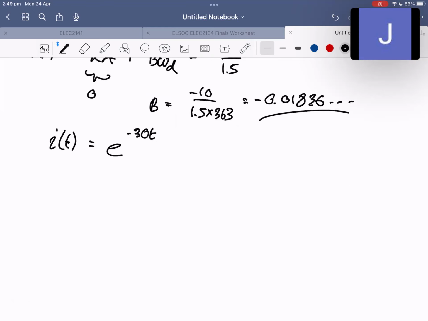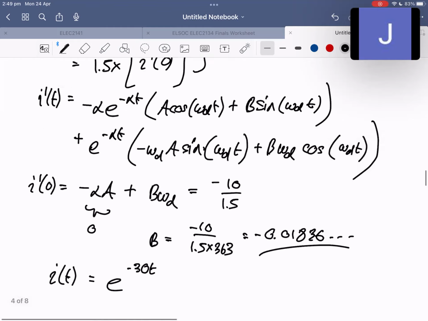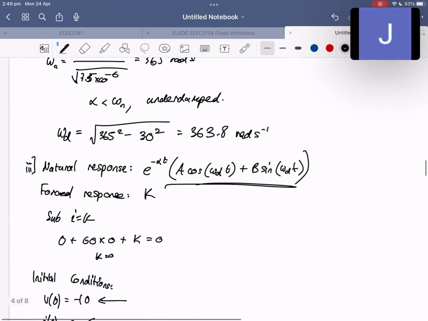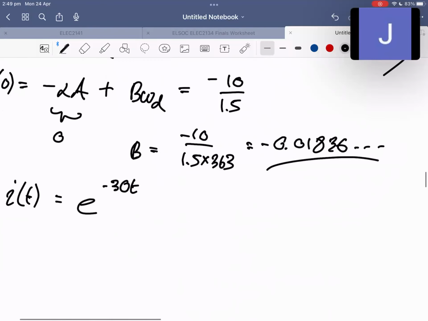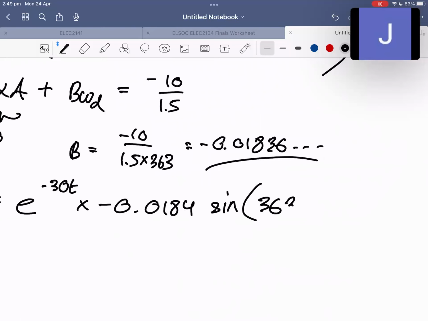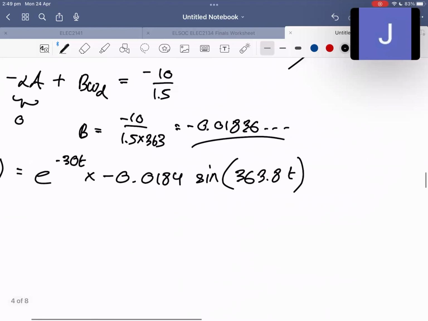And then we've got b times sine, because a is 0 and I is 0. So we're just left with b sine omega d t. So our b is negative 0.0184 sine 363.8, I think it was, t. And there's a u(t) tacked onto all of it. Yeah, so that should be the solution. I did sim it in LTspice both ways. You get different answers, obviously, if you assume different polarities.